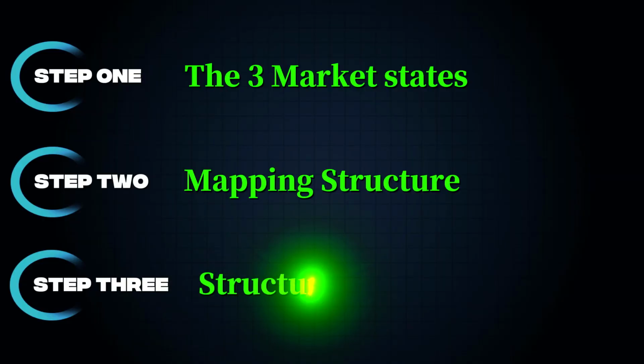Step 3, structure breaks. The most powerful moment is when structure breaks. When a higher low fails and price makes a lower low, the market might be reversing. This is your chance to stop buying and start preparing for shorts.